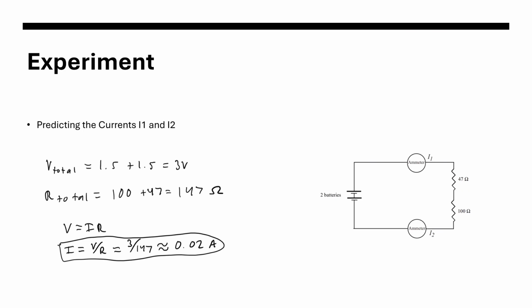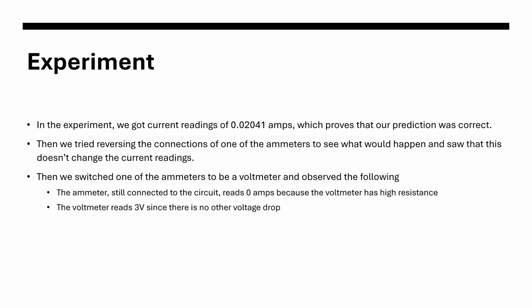So then we had to predict the currents I1 and I2. Adding up the voltages from the two batteries, you get 3 volts, and then we add up the total resistance of the two resistors, and we get 147 ohms. Using Ohm's law, we rearrange the equation to get 0.02 amps. In the actual experiment, we got current readings of 0.0241 amps, which shows that our prediction was correct.